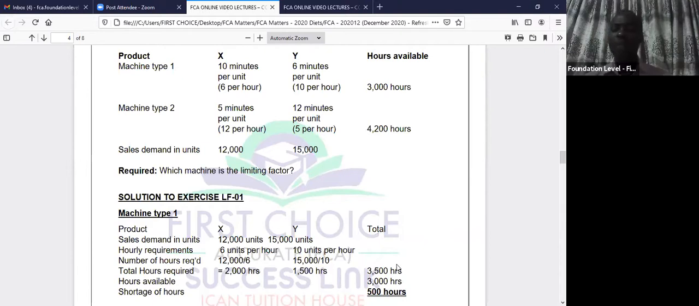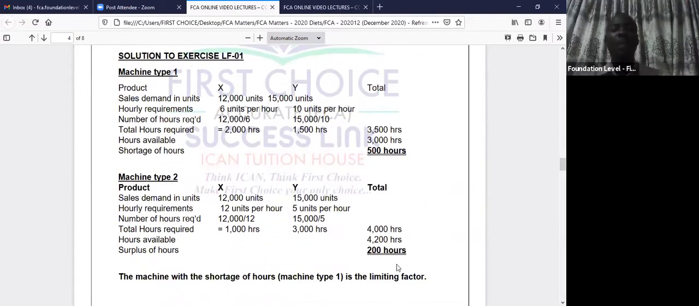So it means here that the machine capacity is 3,000, and you want to force it to do 3,500. It's not possible. That means there will be machine breakdown. Machine can only take 3,000, and that means the remaining 500 is a shortage of hours. So that 500 you will lose. It means you cannot satisfy your demand. That means machine type 1, having a shortage of hours available to meet the requirements, is the limiting factor.